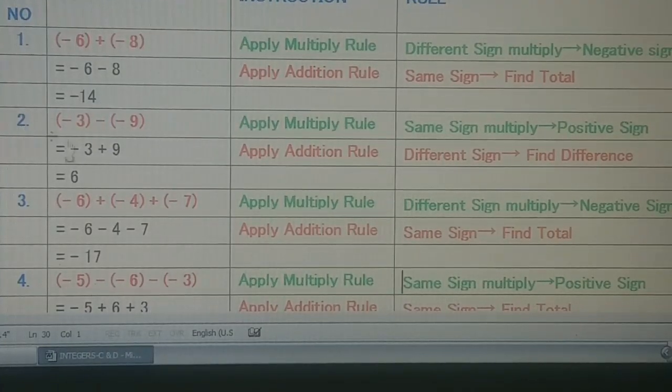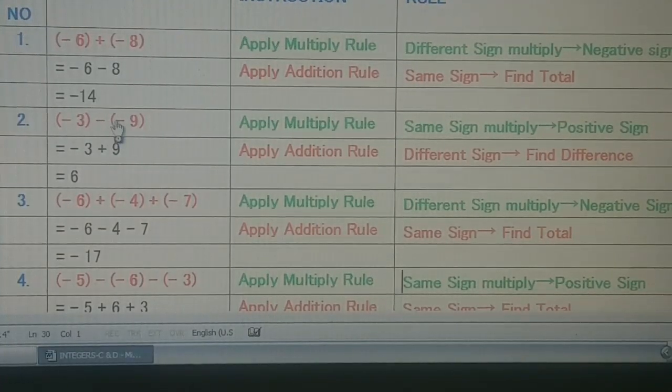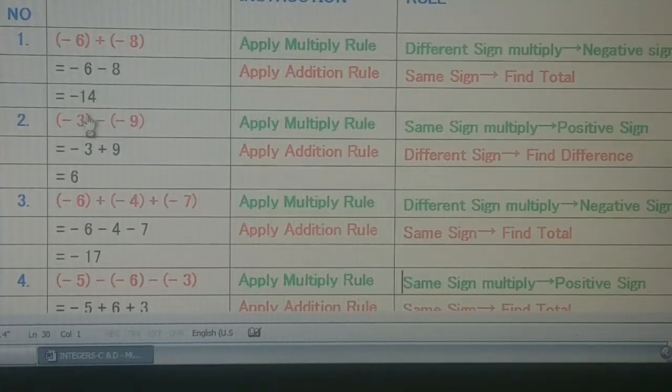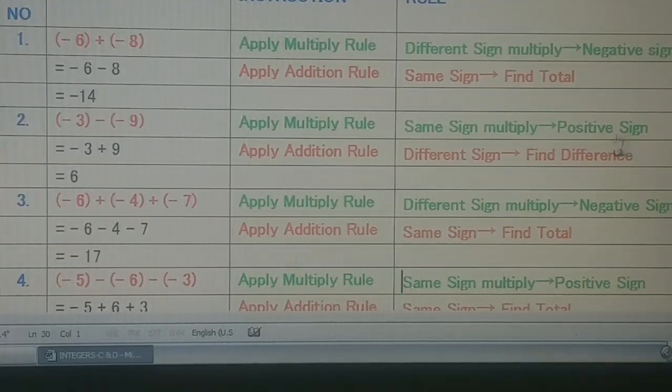The second example, minus 3 minus minus 9. Now there are two signs, like we learned earlier. Two signs are not possible between two numbers. Between 3 and 9, there should be only one sign. So we have to apply the multiply rule, because here the bracket means the multiply rule. So minus into minus, that is plus. Or we can remember: same sign multiplication, positive answer.